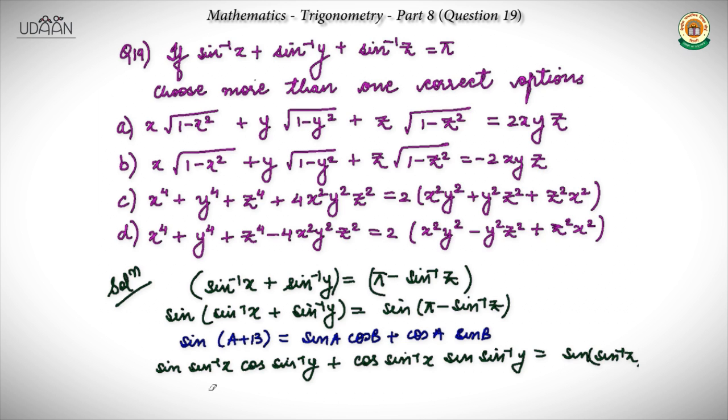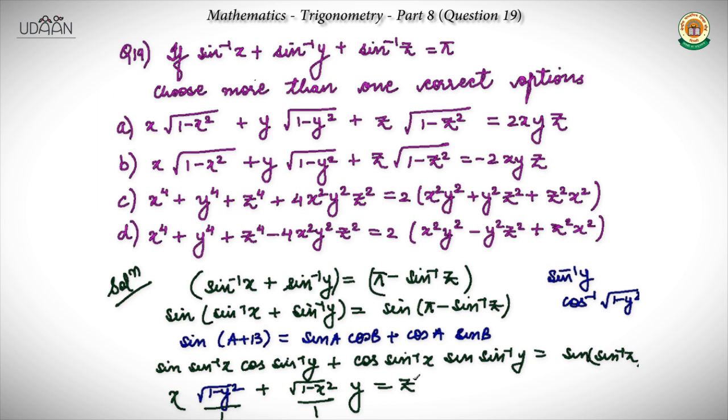Okay. Now sin of sin inverse x by property is x, correct? Right. X. Now I can write this sin inverse y as cos inverse of under root of 1 minus y square, correct? Okay. So I can write this thing as x under root of 1 minus y square plus again y under root of 1 minus x square. I can write this as equals to z. Okay.